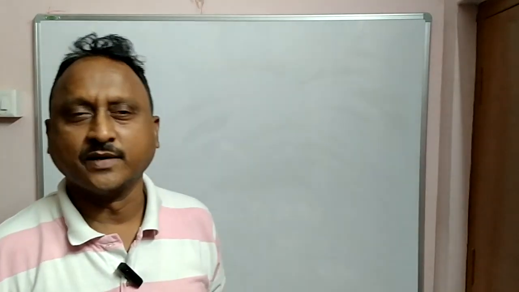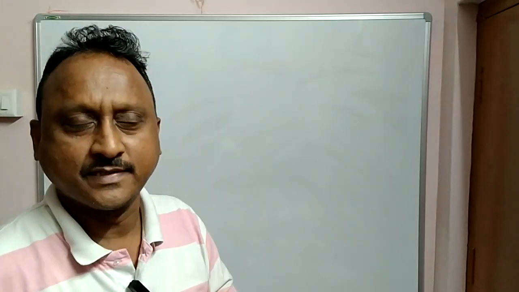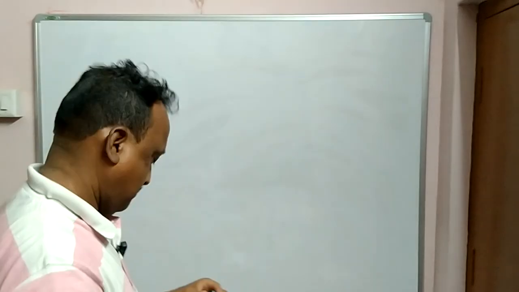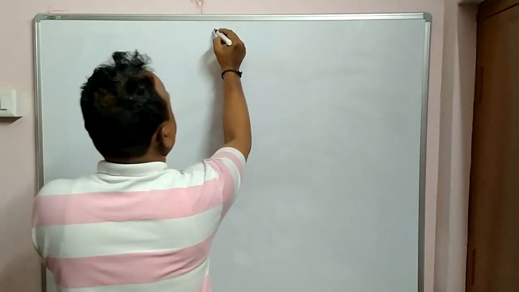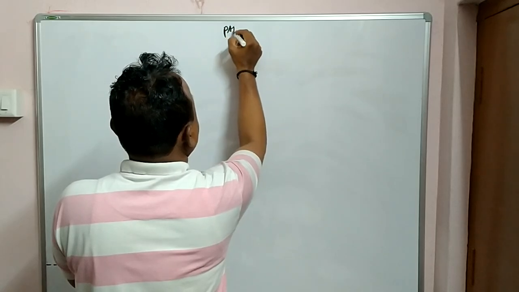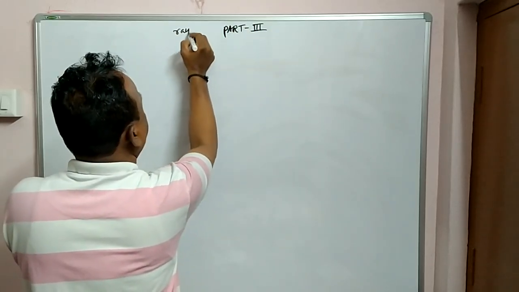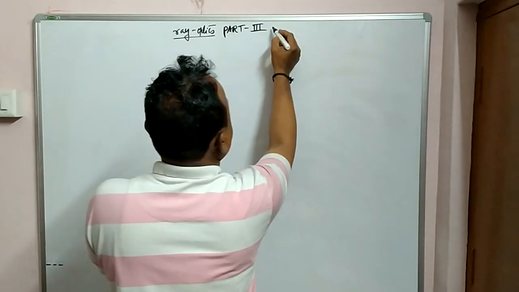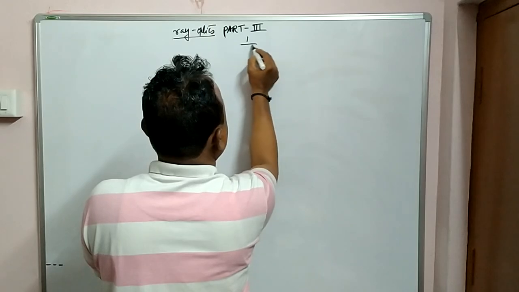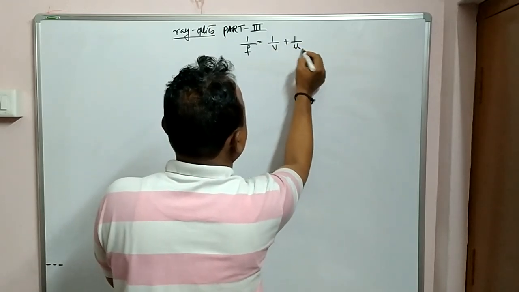Hi friends. In yesterday's class, in ray optics part 2, we discussed the mirror formula. Now in part 3 of ray optics, because I told you it's a very big chapter, we'll discuss the mirror formula, that is 1 by f is equal to 1 by v plus 1 by u.